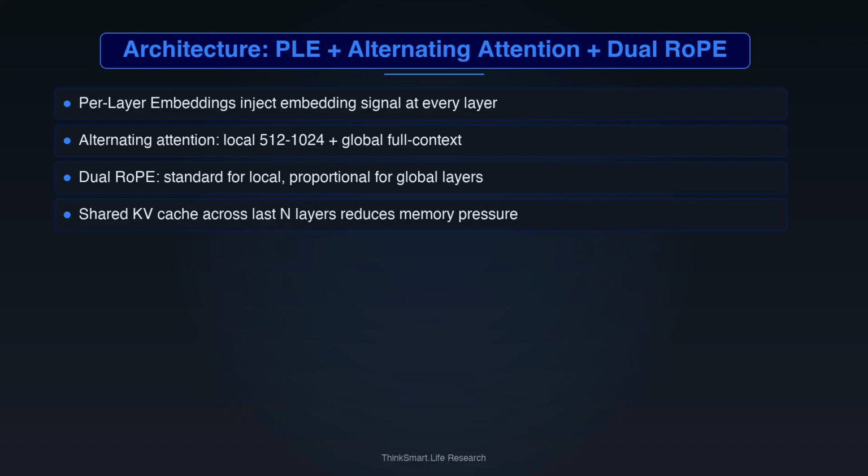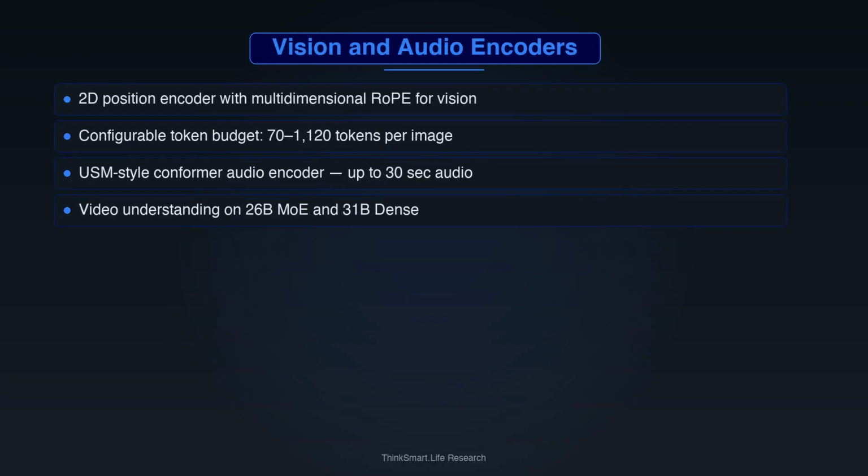Vision and audio encoders. The vision encoder uses 2D position encoding with multidimensional RoPE. Configurable token budget from 70 to 1,120 tokens per image, trade accuracy for speed. A USM-style conformer audio encoder handles up to 30 seconds of audio. Video understanding is available on the 26B MoE and 31B dense models.